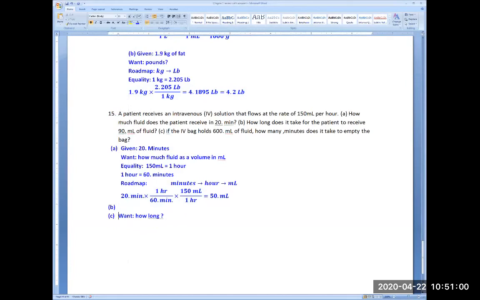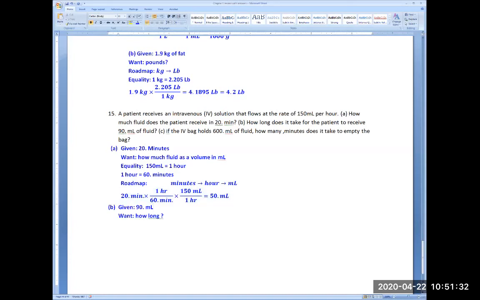How long does it take for the patient to receive 90 milliliters of fluid? So the given here is the 90 milliliters, right? There is no other measurement given. So you can bet that the 90 milliliters are the measurement, the given. You will start with that and you will calculate how long it takes to receive that amount.